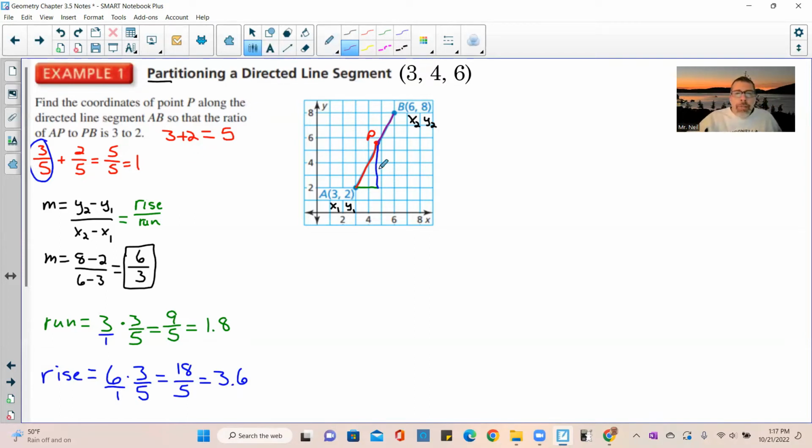So what point was that? Well, the point was, we were at 2. No, this is 3. I'm sorry. We were at 3. We went from 3 over 1.8 more. Well, that's 4.8. And then we aren't going up all the way to 6. We're only going up 3.6 from 2, which is 5.6. So the value at P is over 4.8 and up 5.6. So this is the point location of P, 4.8, 5.6.